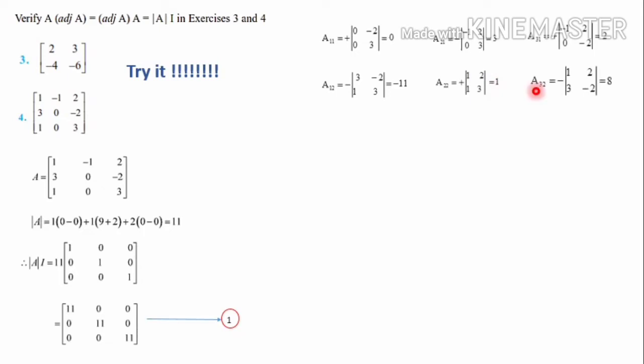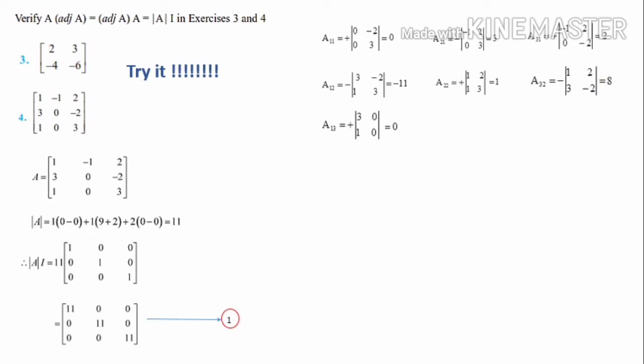Next element is the cofactor of A32, that is third row, second element. So the third row, second element is this one, 0. That row and column is gone, balance 1, 2, 3, minus 2. So it is written 1, 2, 3, minus 2. So 3 plus 2 is 5. 5 is an odd number, that's why the minus sign is outside. 1 into minus 2 is minus 2, minus 3 into 2 is 6. So minus 2 minus 6 is minus 8. Minus 8 into minus, that is plus 8.